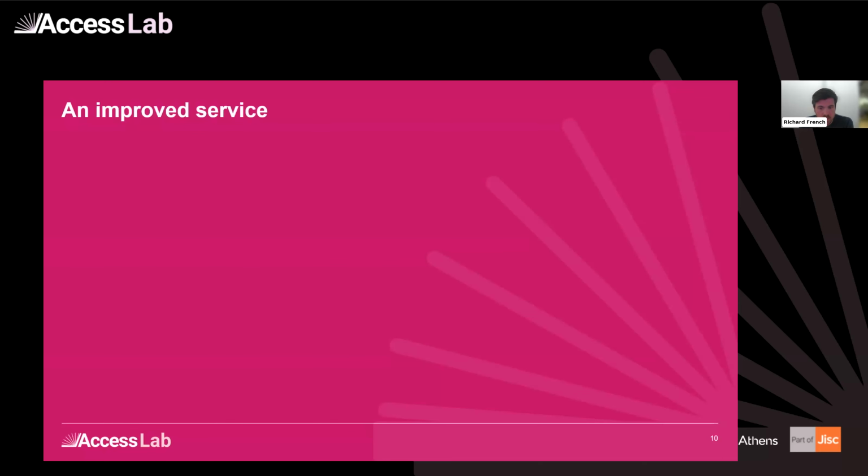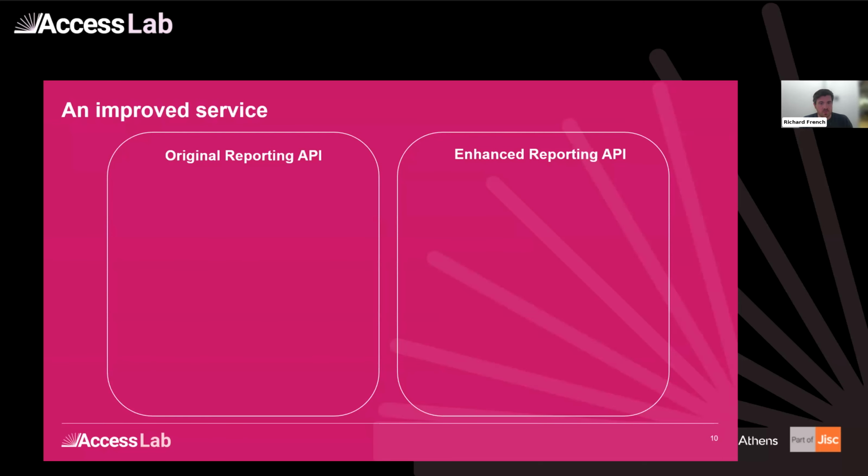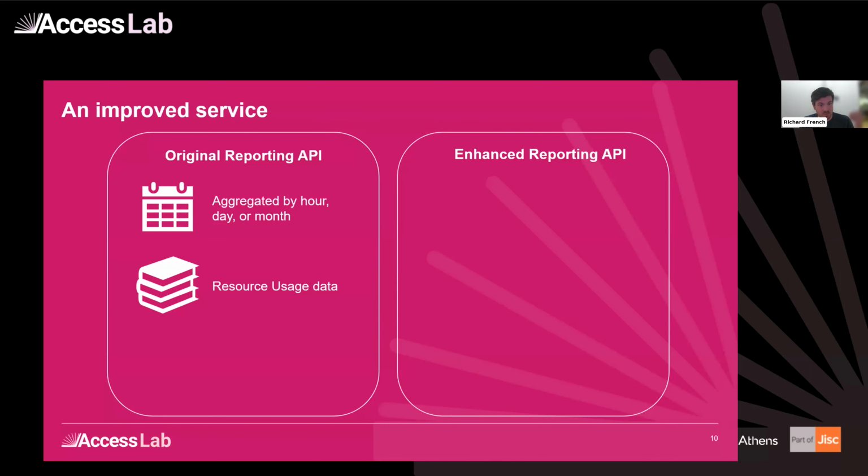So if we look at the features of the original API against the enhanced version side by side, hopefully this will help demonstrate the changes we've made. So original reporting API aggregates the data by hour, day, and month, and you can access the resource usage data. So that's matching how the data appears in our reporting interface.